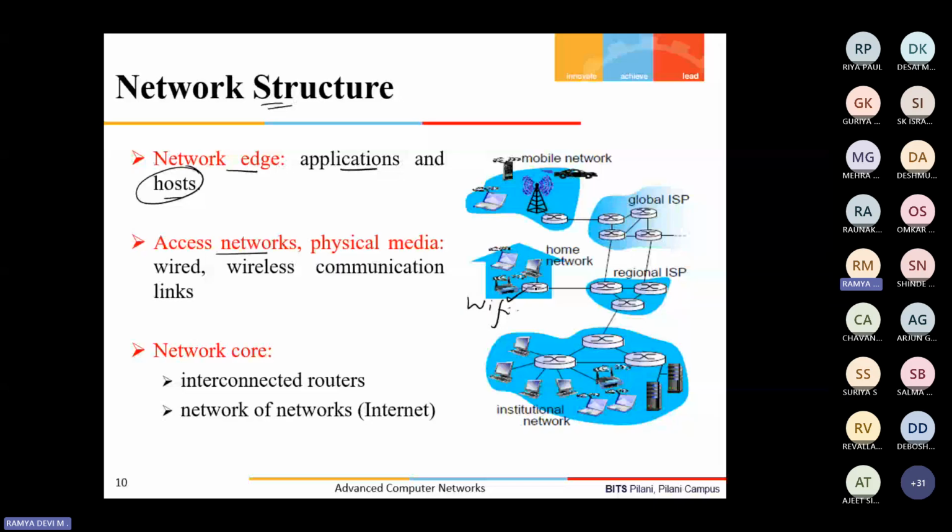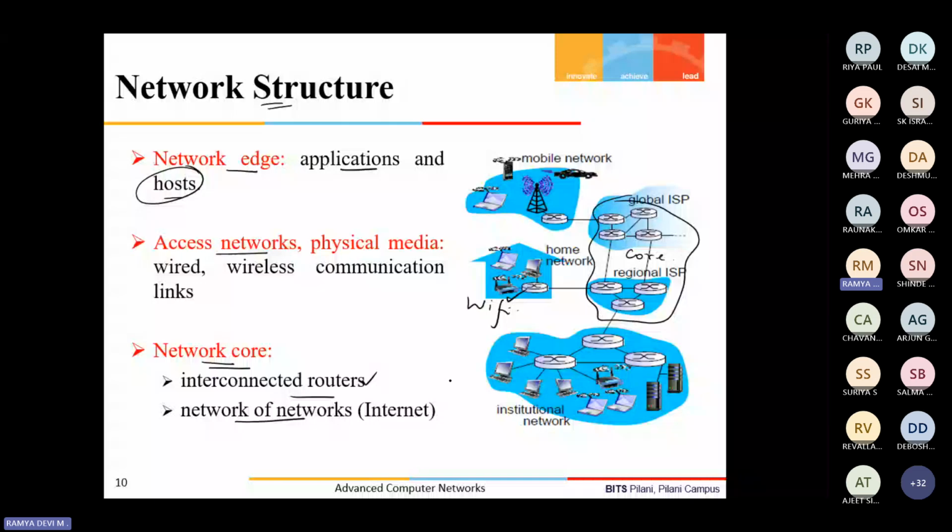At the center, we have the core of the network. It will be having interconnected routers. These routers are responsible for managing and forwarding the data between different parts of the network. So the core forms the network of networks, which is what we commonly refer to as the internet, a global system of interconnected networks. What is the purpose of doing that? To connect worldwide to communicate with one another, right?